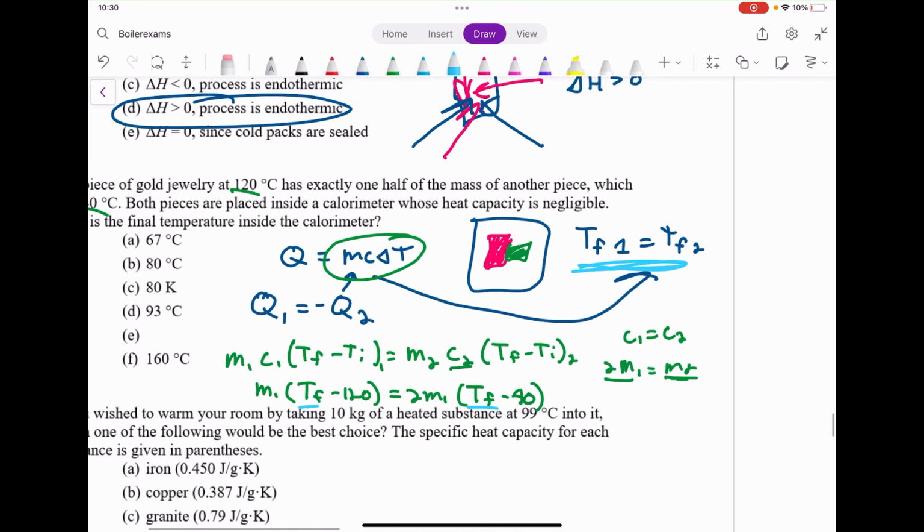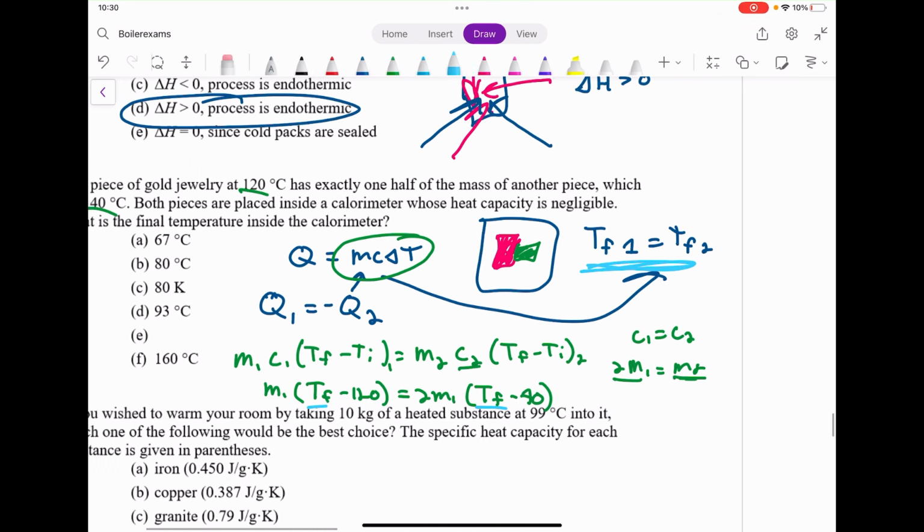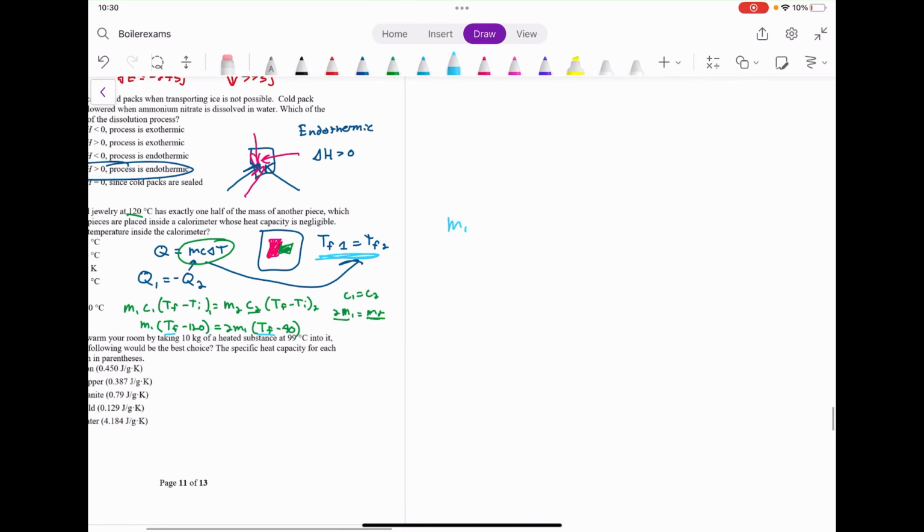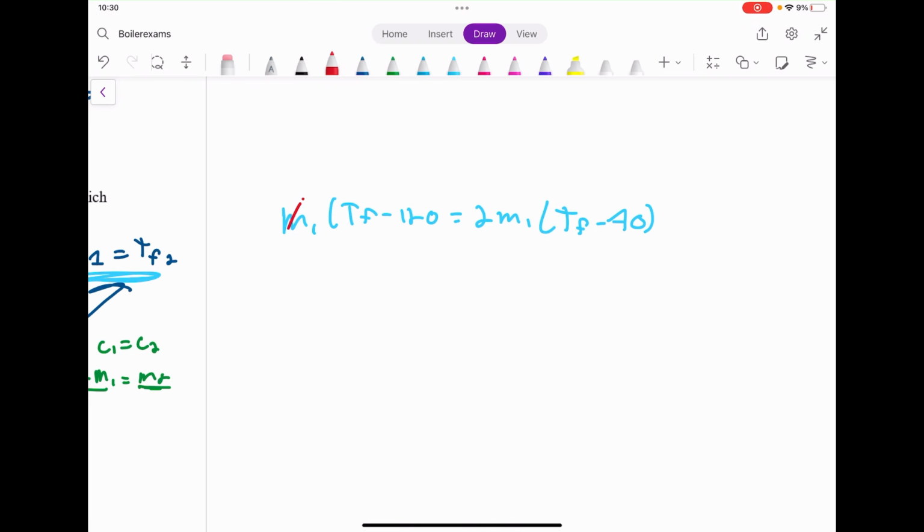So now we should have enough information to solve. Let me rewrite this over here and expand it. M1 times TF minus 120 equals 2M1 times TF minus 40. Okay. The M1s are going to cancel. You're going to get TF minus 120 equals 2TF minus 80. It's distributed. Let's see. TF equals negative 40.